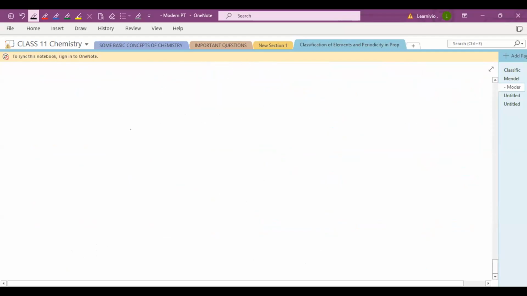Yes, ma'am. Okay, I will tell you some trick to write down the electronic configuration using the noble gases. Sometimes you might get confused about which subshell you have to put the electron in after the noble gas. So I will provide you some trick for that. So basically, electronic configuration using noble gases.